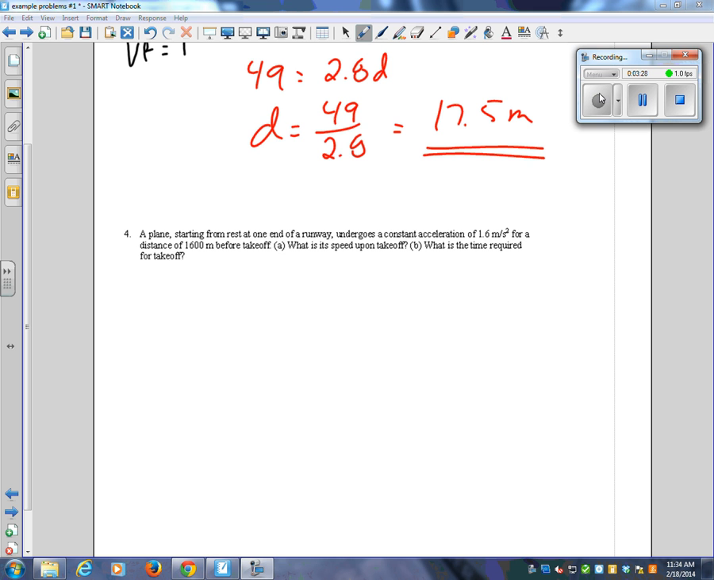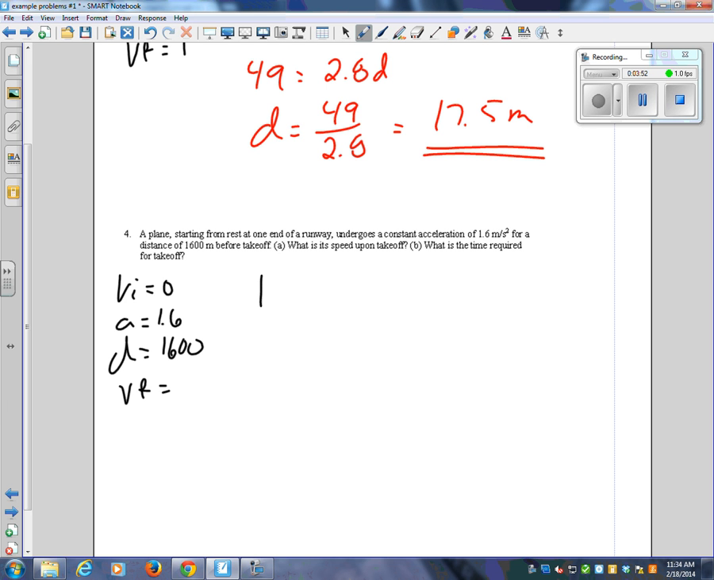So we've got starting from rest, VI is equal to 0. It undergoes a constant acceleration of 1.6, a distance of 1,600 meters, and what is its speed upon takeoff? So we are solving for VF. Again, which one has VI, A, D, and VF in it? VF squared equals VI squared plus 2AD. This time we're solving for the speed, so that's nice.